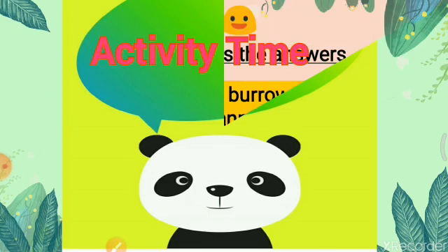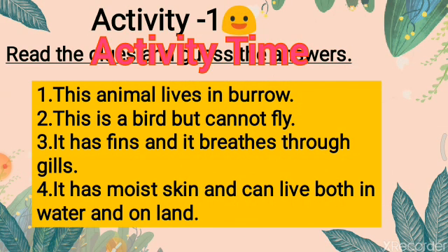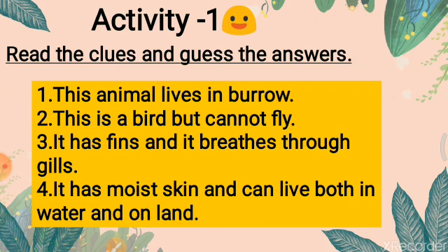Let's do the first activity. Here, read the clues and guess the answers. Okay, I'll read first. This animal lives in a burrow. Tell me any animal name who lives in a burrow. Number two, this is a bird but cannot fly. Number three, it has fins and it breathes through gills. Number four, it has moist skin and can live both in water and on land. Do it and tell me the answer.